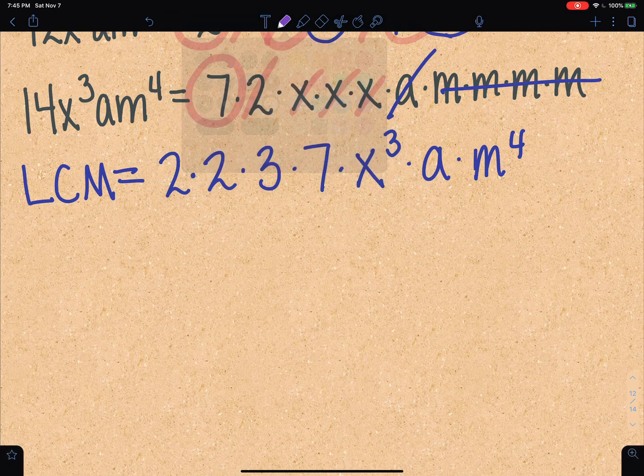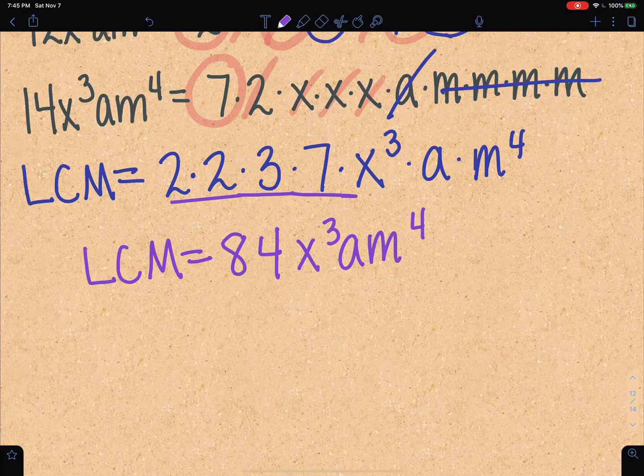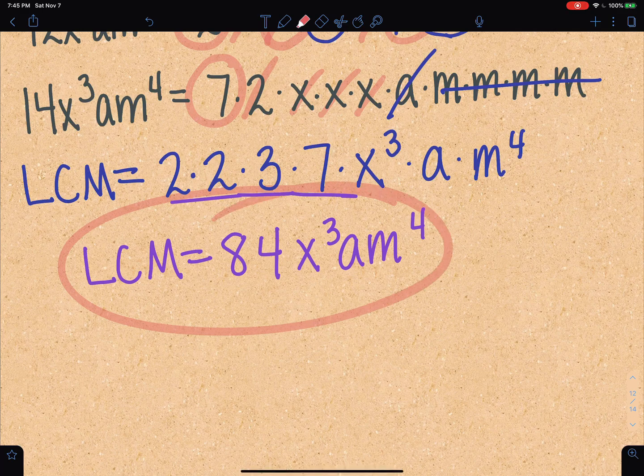Let's multiply it out. LCM equals 2 times 2, which is 4, times 3, which is 12, times 7. What's 12 times 7? Do you know your multiplication of 12? No, I don't. So it's 84. And then I'm going to write x cubed am to the 4th. Bam. I did that. I kind of combined a couple steps there, but I think you're getting the hang of it.